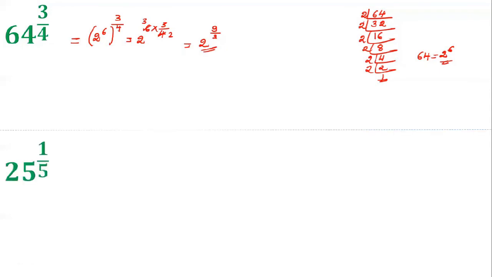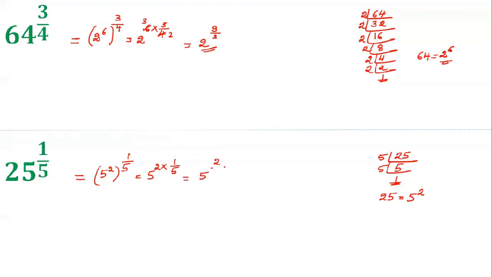Now simplify 25 to the power 1 by 5. 25 is not a prime number, so prime factorize 25. 5 fives are 25, 5 ones are 5. So 25 can be written in the exponential form as 5 to the power 2. So 5 to the power 2 whole to the power 1 by 5 is equal to 5 to the power 2 into 1 by 5, which is 5 to the power 2 by 5. This is the simplest form.